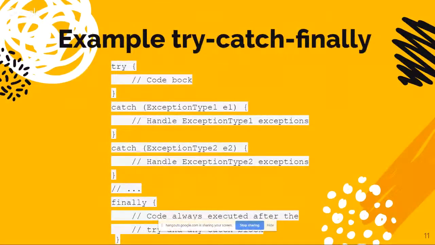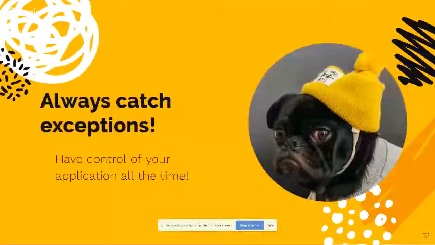Finally, this is an example of what I was talking about. As you can see here, we are including the three sections, the three blocks. Now, my recommendation is always catch the exceptions. Catching exceptions is a good practice. It allows you as a developer to have control of your application and avoid unexpected errors that can upset your users.